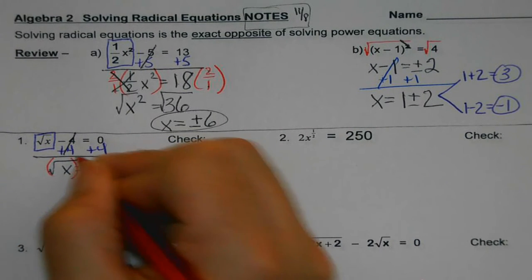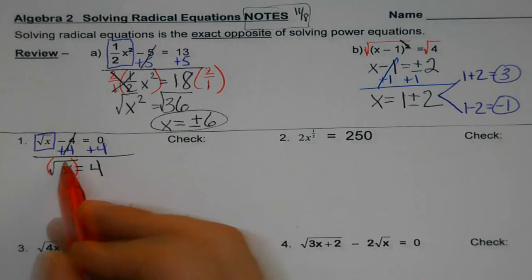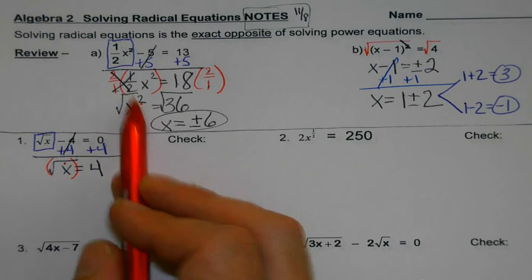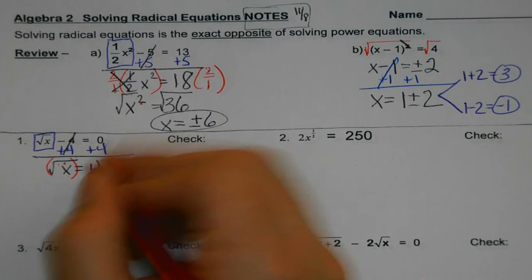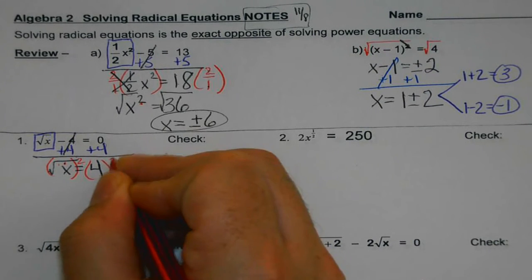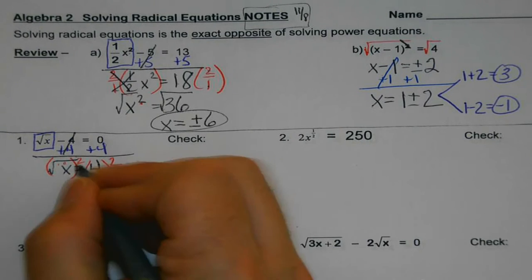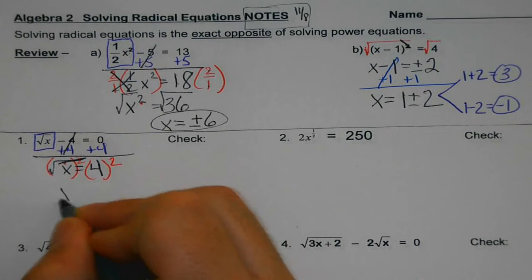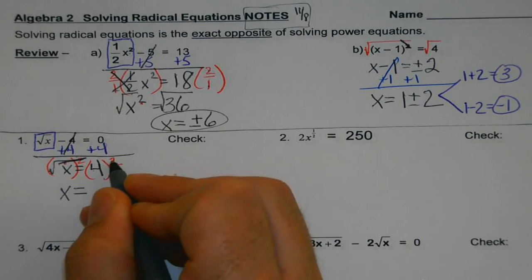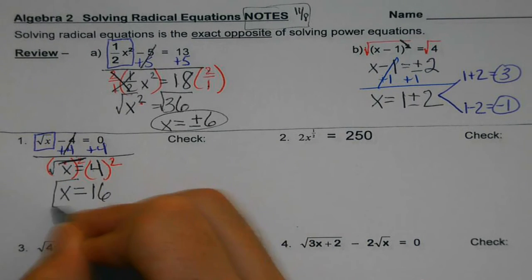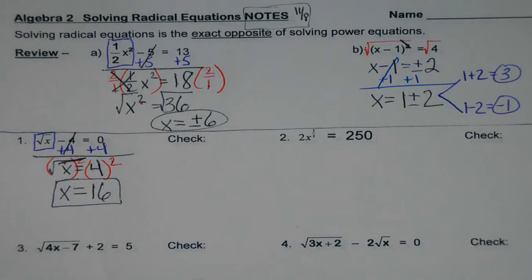You're like, well, wait a minute. How do I get rid of the square root? Well, up here, I got rid of squared by using the square root. So to get rid of square root, I use squared. Now again, that doesn't mean there's going to be 2 answers. Okay, and 4 squared, 4 times 4 is 16.